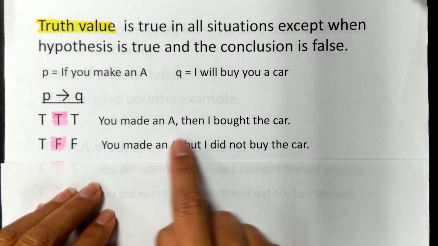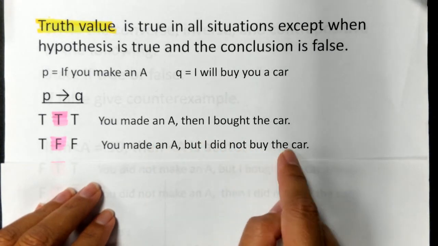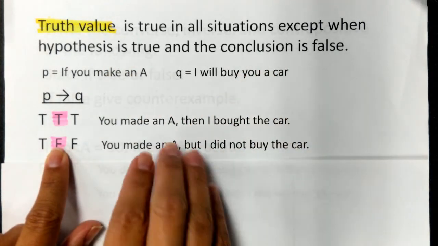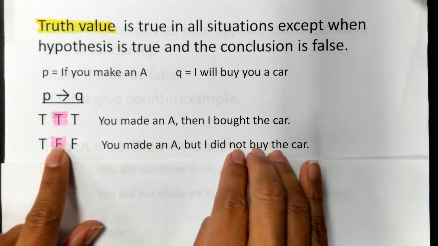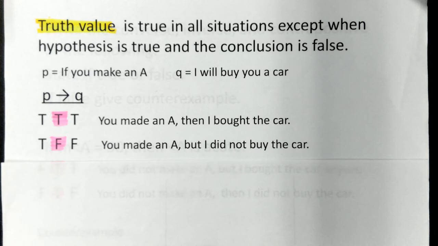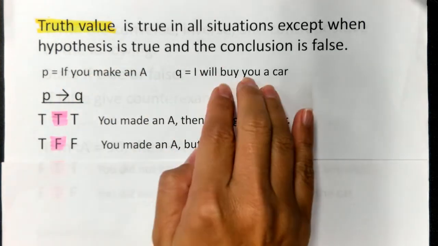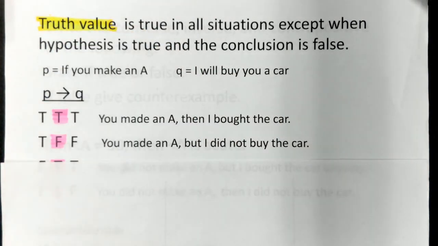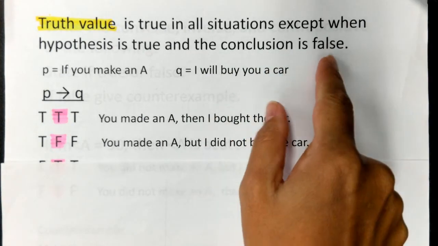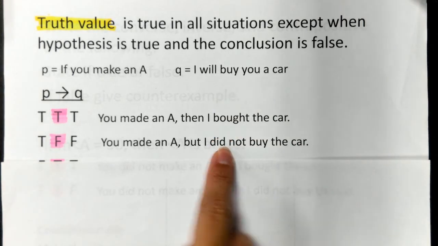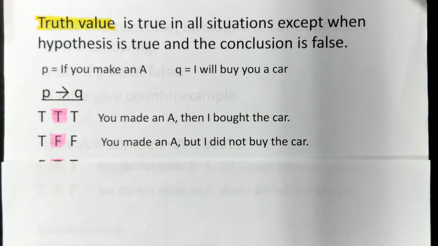You made an A, but I did not buy you the car. So guys, that's false because what we're saying is if you make an A, I will get a car. I made an A, but I didn't get the car. So truth value is true in all situations except when the hypothesis is true and the conclusion is false. If everything lines up, if P is true and Q is true, our truth value is true. But if the conclusion is false in this situation, it is false because I was supposed to get a car and I did not. So therefore, it is a false statement.